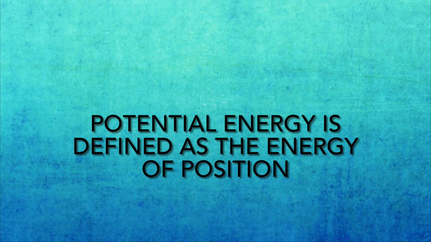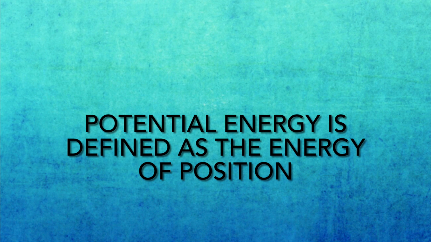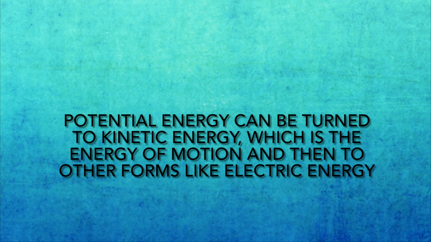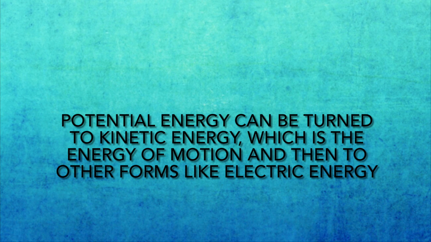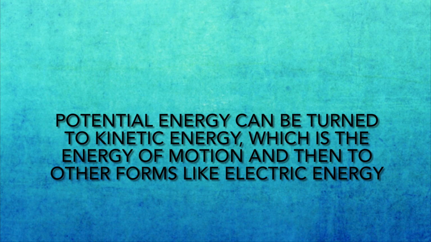Potential energy is defined as the energy of position, and there are two main types: gravitational potential energy and elastic potential energy. Potential energy can be turned to kinetic energy, which is the energy of motion, and then to other forms like electric energy.